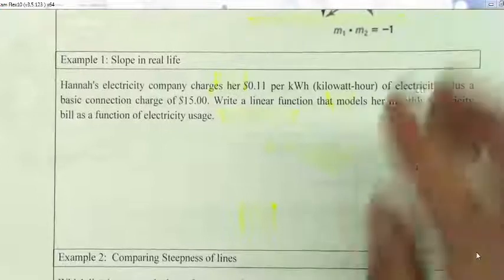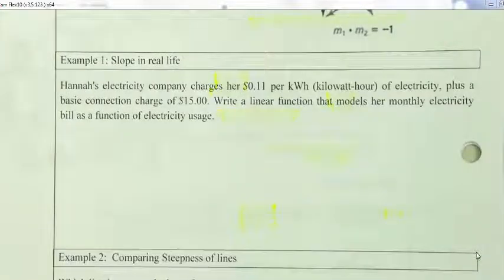All right, let's do some problems applying this to real life. So we have Hannah's electricity company charges 11 cents per kilowatt hour of electricity plus a basic connection charge of $15. We're going to write a linear function that models her monthly electricity bill as a function of electricity usage. So let's think about, hey, what's my rate of change here?